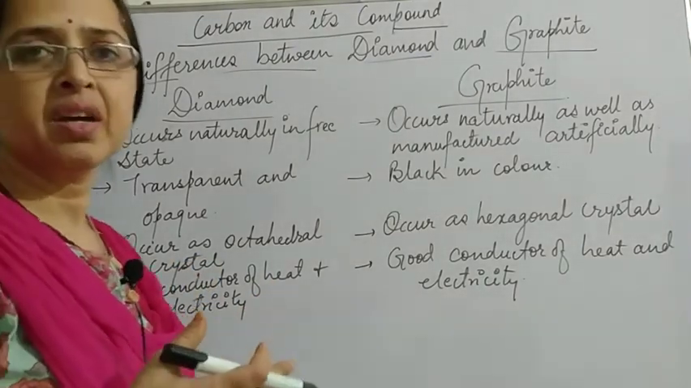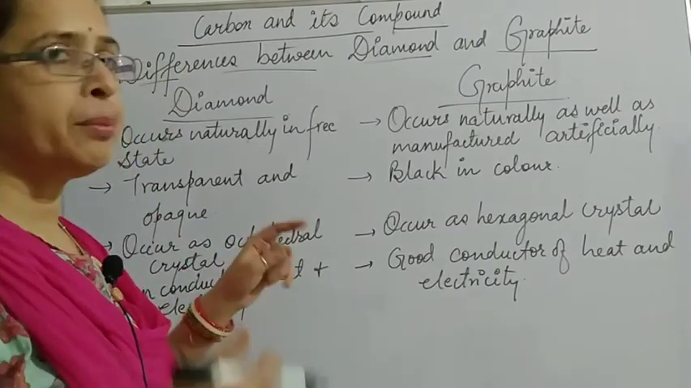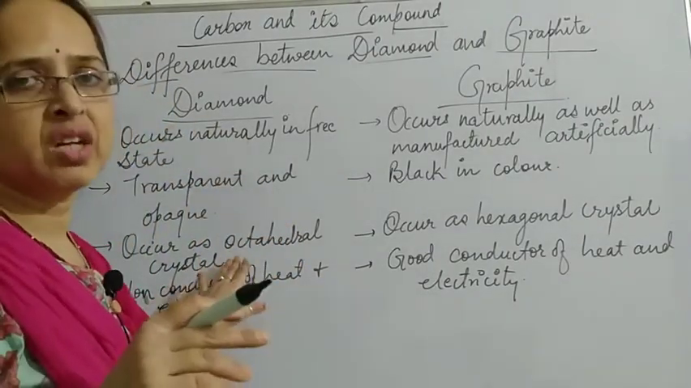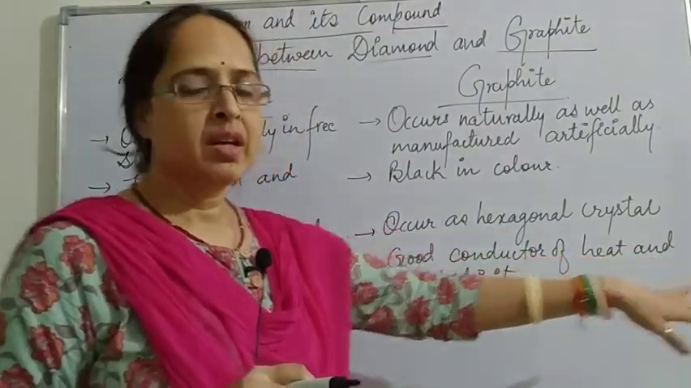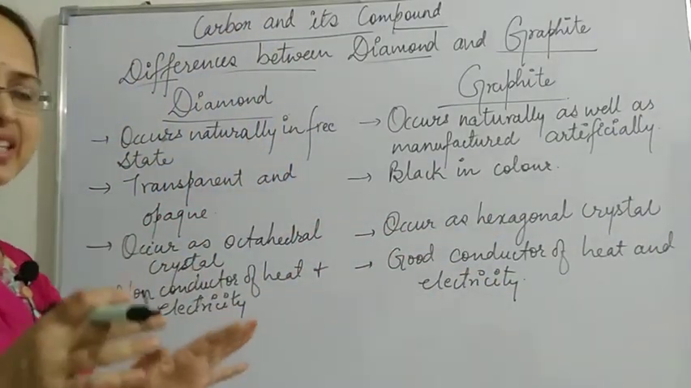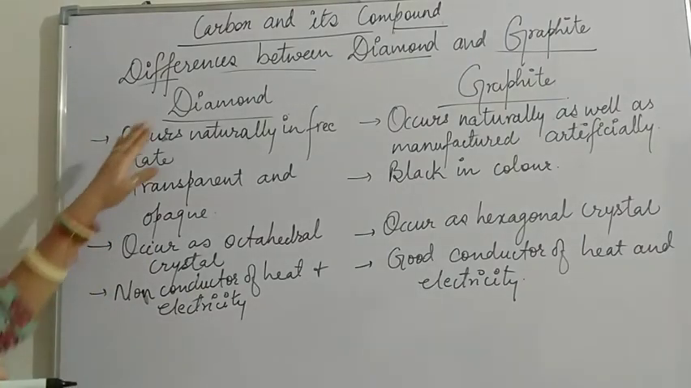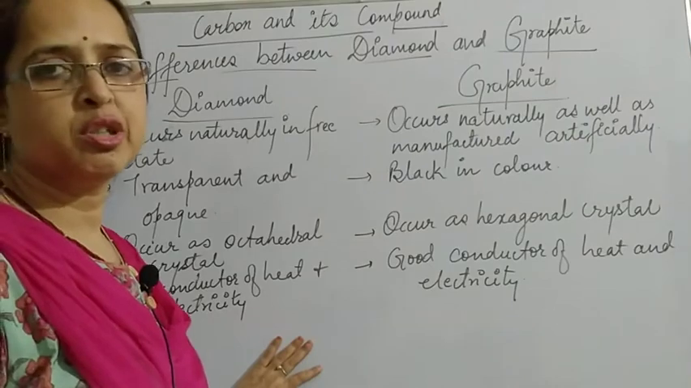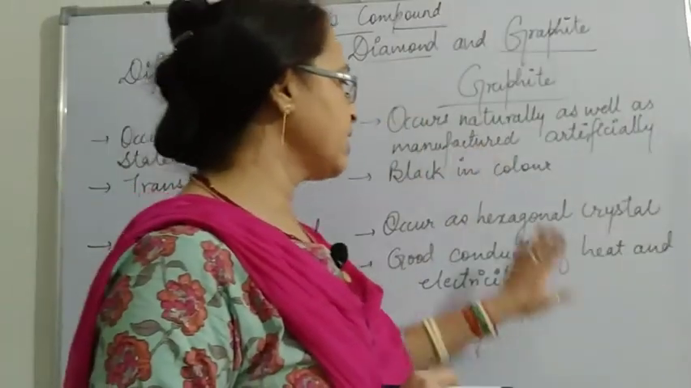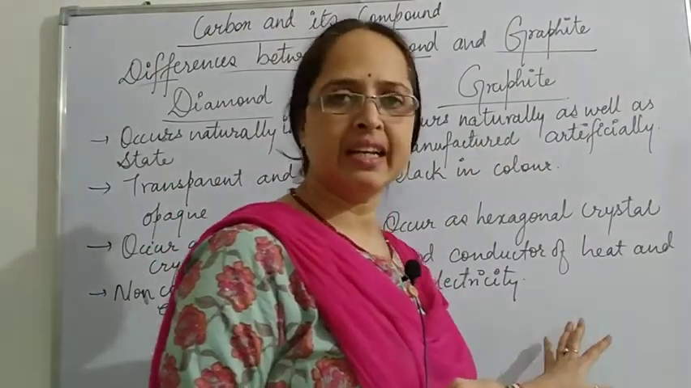Octa is for 8. In that manner, octahedral crystal structure is there, whereas graphite is hexagonal crystal. It is hexagonal, that means 6 sides are there. And diamond is a non-conductor, or we say a poor conductor of heat and electricity, whereas graphite is a good conductor of heat and electricity.